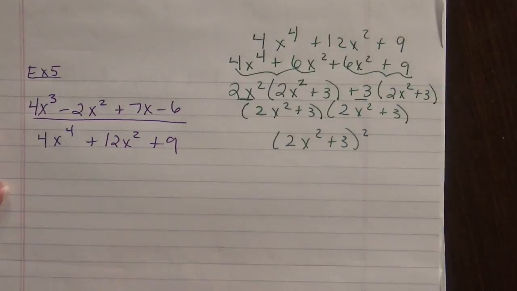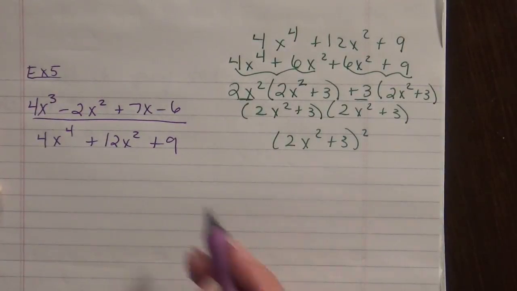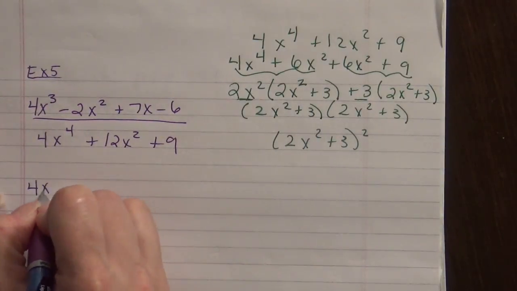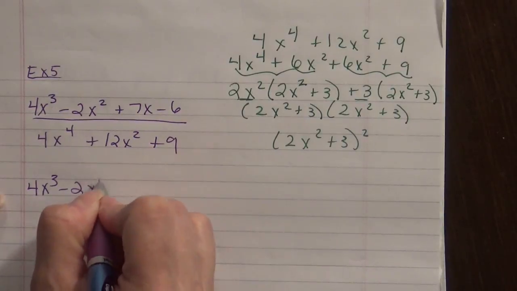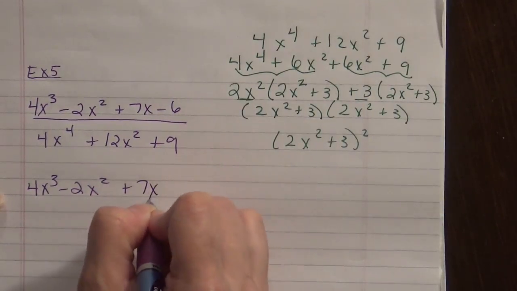So I'm going to replace my denominator with the factored version of this. Just rewriting the entire fraction with the new factored denominator.